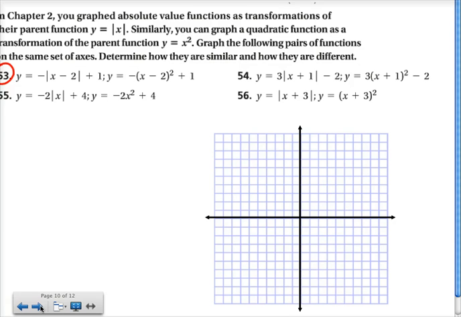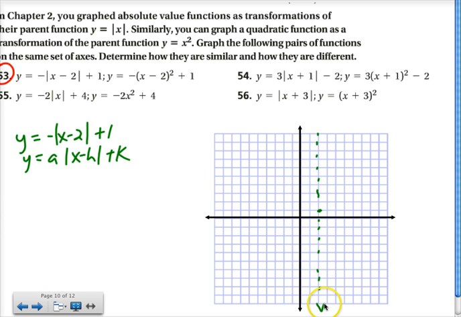It says we're going to graph this absolute value function and the quadratic on the same axis. So I have y equals negative absolute value of x minus 2, plus 1. And I think about y equals a times absolute value of x minus h plus k. And that means that my vertex is going to be at 2, 1. And that, of course, is where my axis of symmetry will go. And if I take a look at my slope there, a is negative 1, so down 1 and to the right 1. And then just use symmetry to go equal but opposite on the other side. That is the graph of the absolute value function.